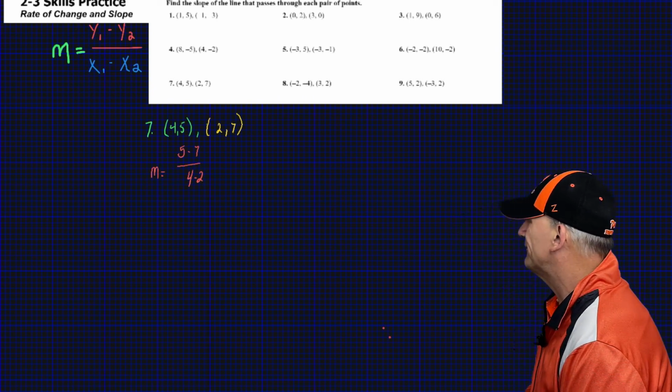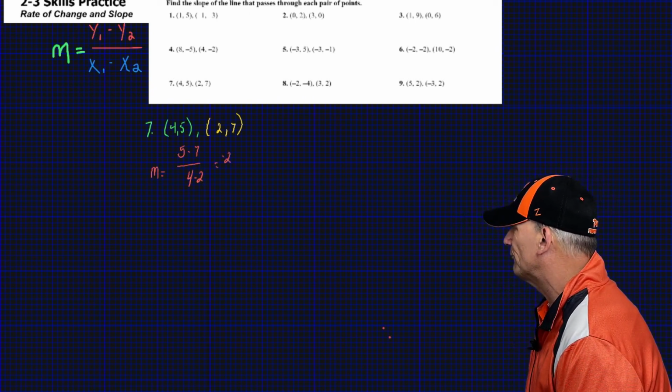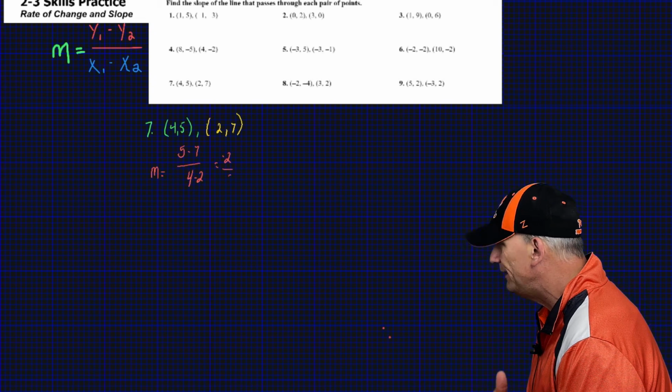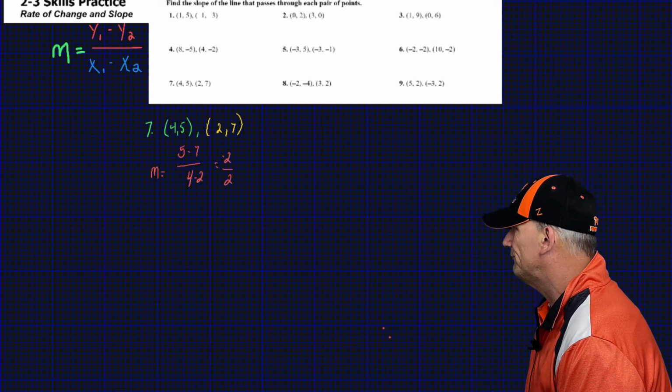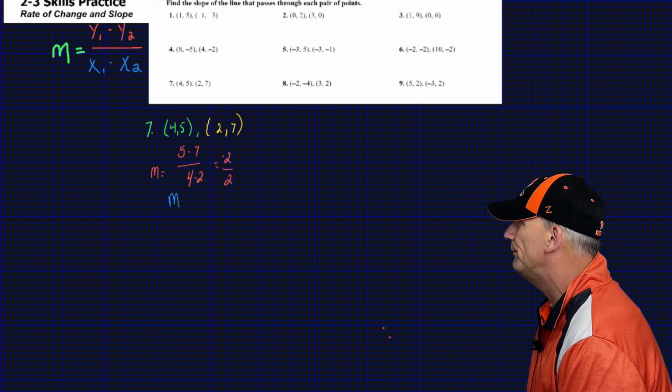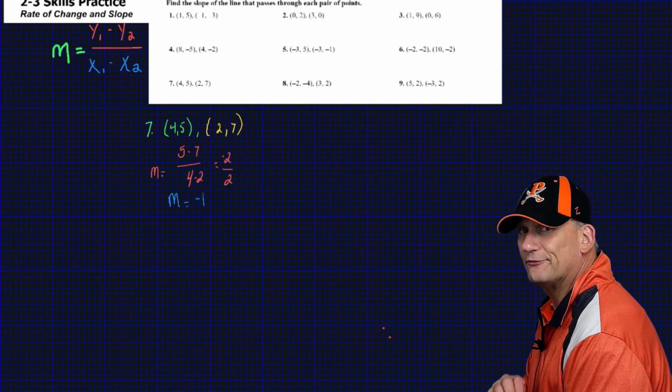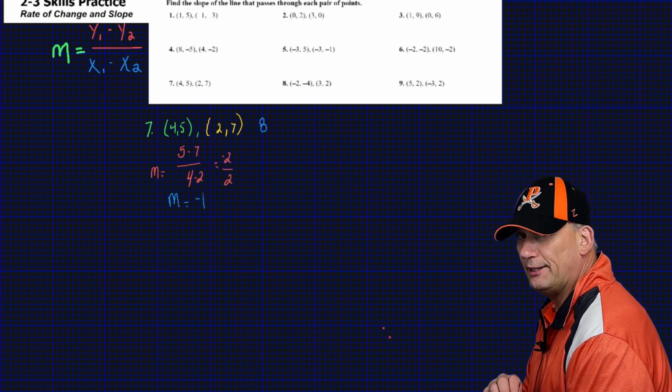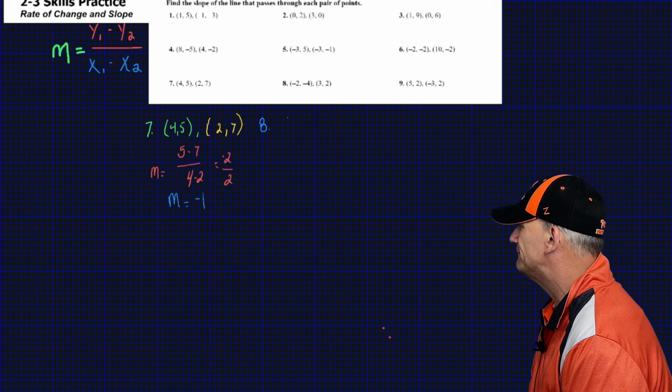All right, so we're looking at 7. I got 5 minus 7 over 4 minus 2, negative 2 over positive 2. So the slope will be what? Positive 1, or negative 1. M equals negative 1. You have to simplify it.